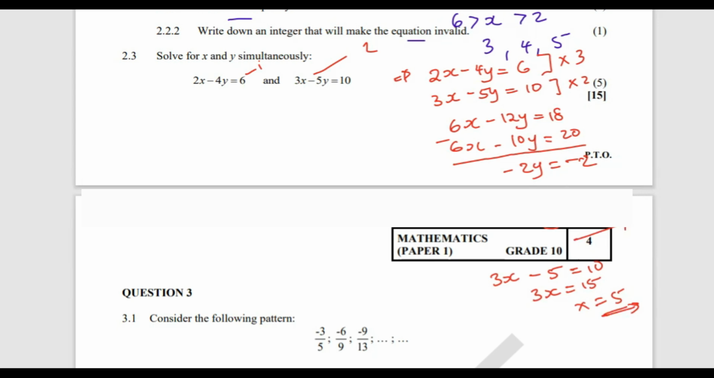With substitution, you can divide this by 2 so that you have x minus 2y is equal to 3.